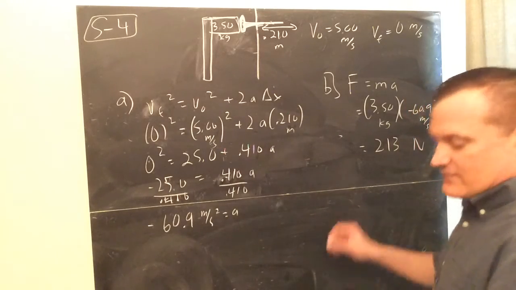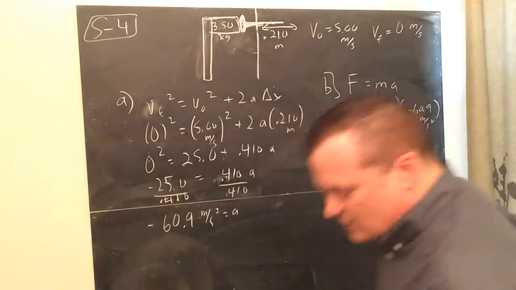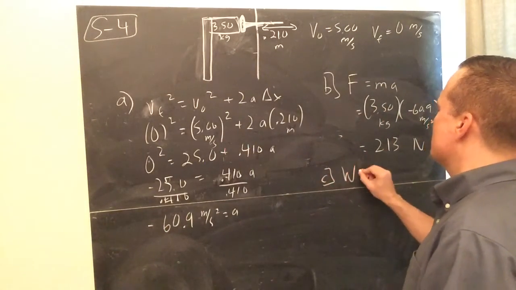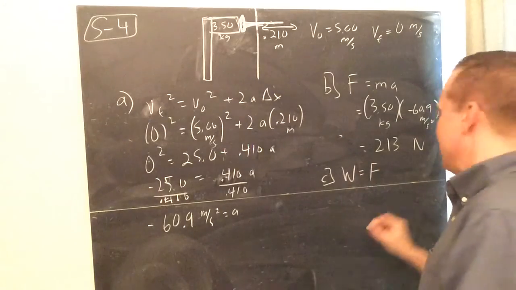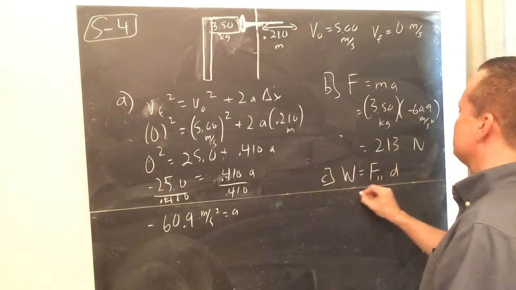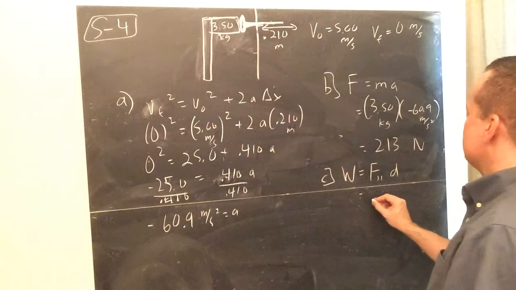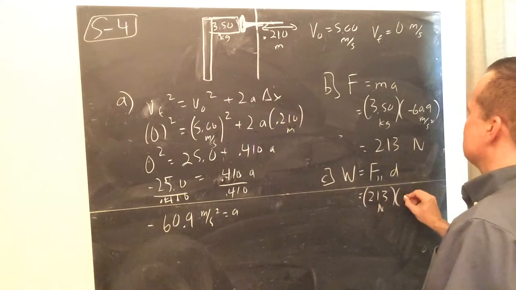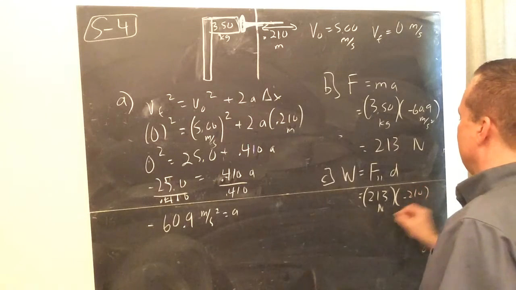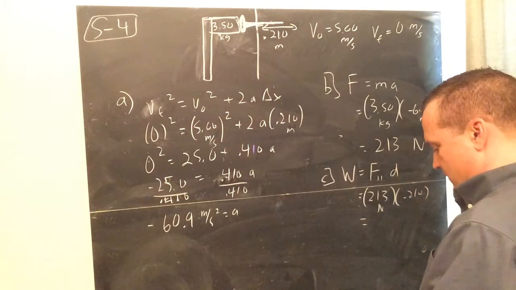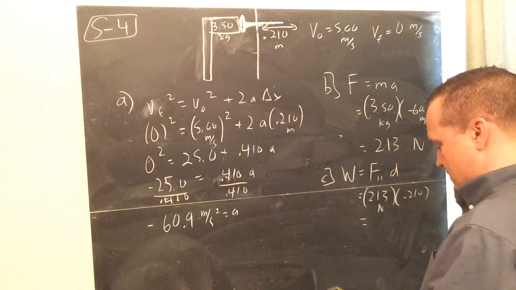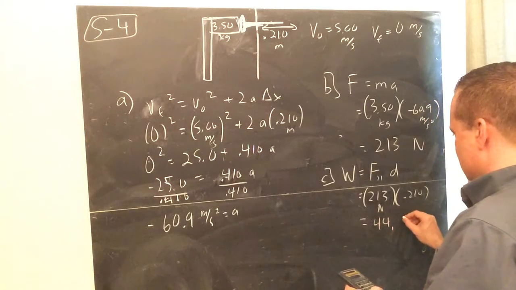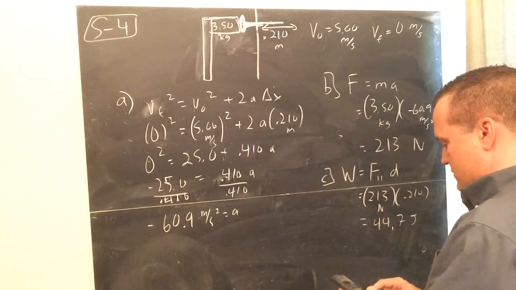Okay, now the last one, C, calculate the work done on the stake by the hammer. So the work is force, times the distance, parallel to the force, and we'll just say hit it straight on. So it was 213 newtons times the distance of 0.210. So 213 times 0.210. Okay, 44.7 joules of work were done.